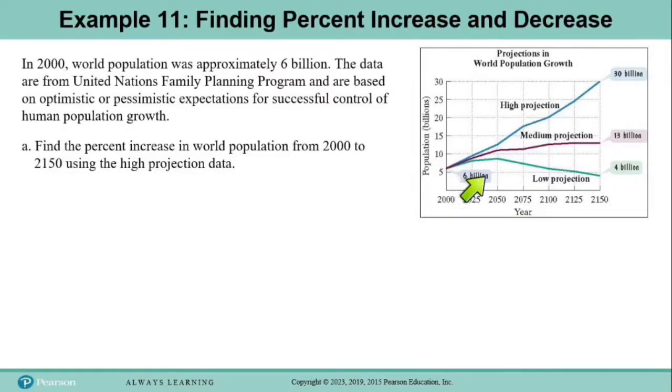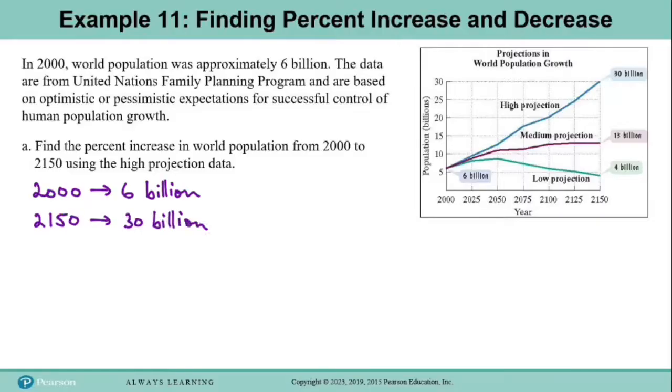Now, this little balloon here tells us, because it's hard on a chart this size to read the exact number, that in the year 2000, the population was 6 billion, and in the year 2150, according to this projection, the population will be 30 billion. So to find percent increase, we need to take the amount of increase and compare it to the original number. Well, the 6 billion population was the original because that was the one that happened first.